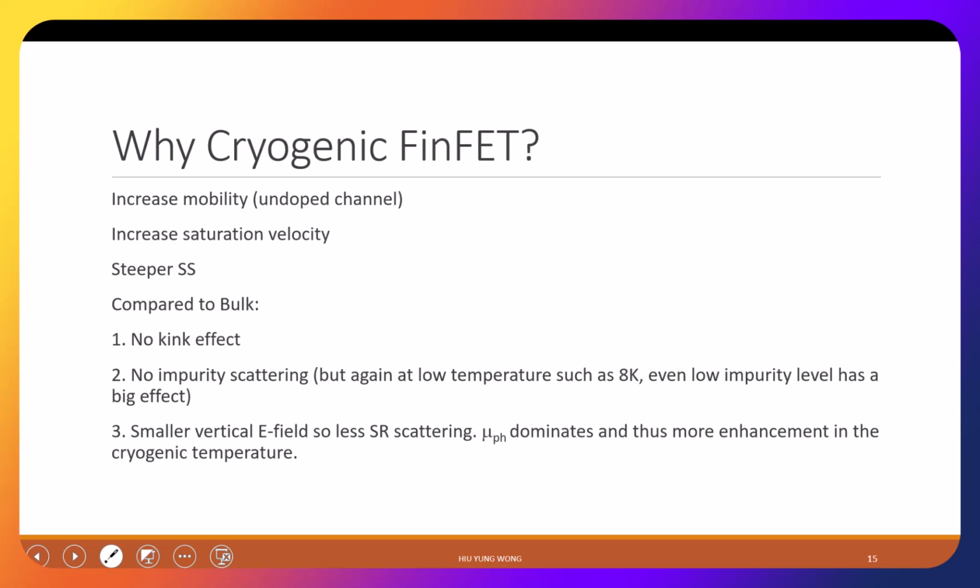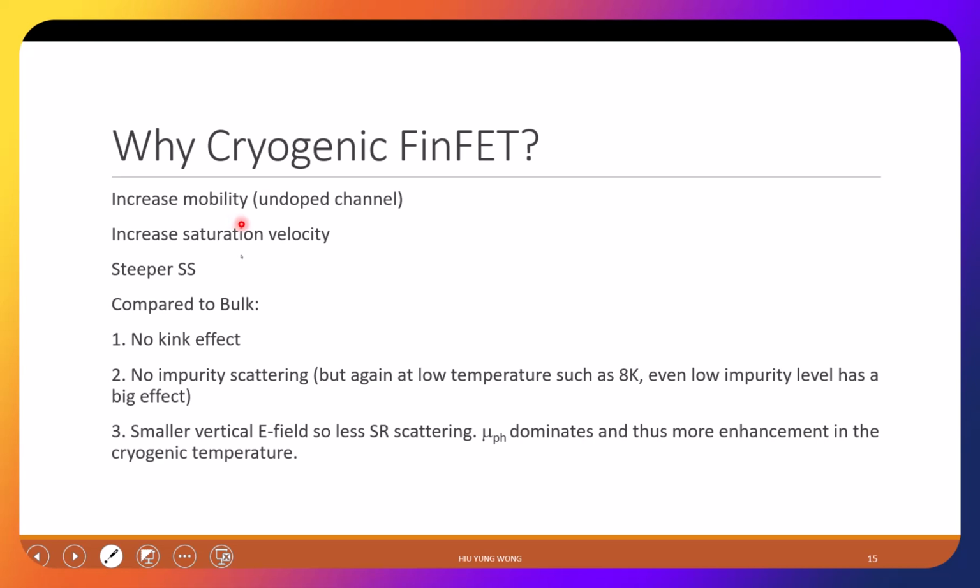We don't spend too much time, because we don't have enough time. So let's take a look. I want to look at 3 papers and also 1 video on how people do the cryogenic experiment for FinFET. Okay. Why cryogenic? Increase the mobility.